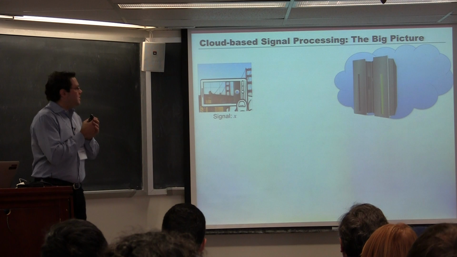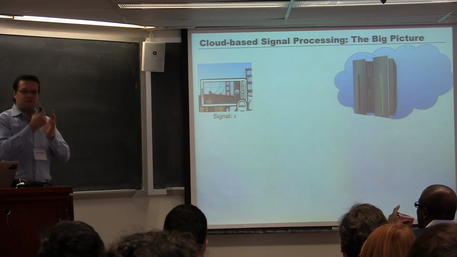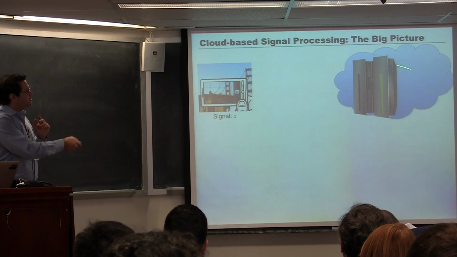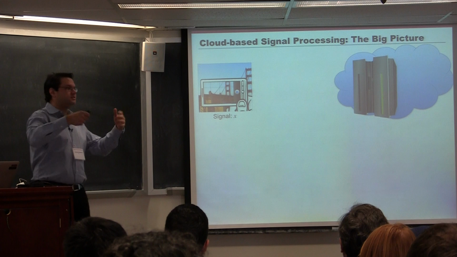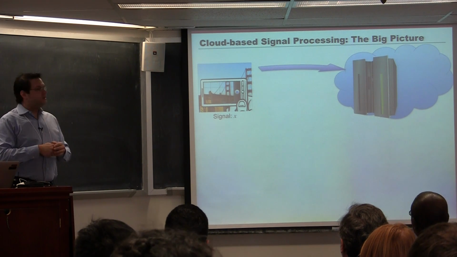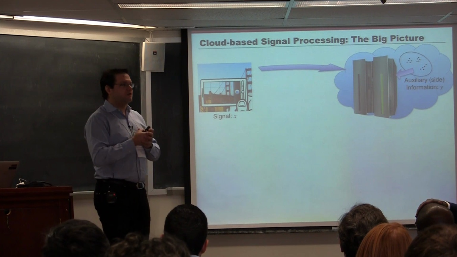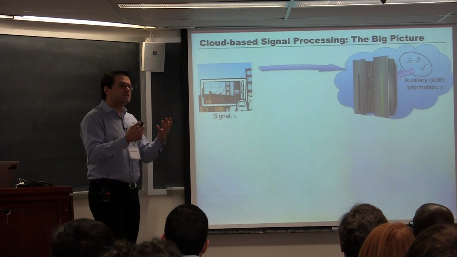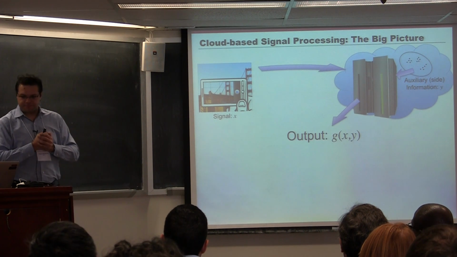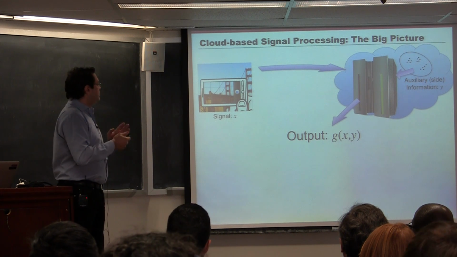So today I want to talk a bit about where things are going. A lot of the signal processing is moving to the cloud. The big picture is that generally you have a signal, and then you have a cloud, which has computers and data. You want to transmit the signal to the cloud and use all the auxiliary data and side information that the cloud has, and compute something about the signal. So you want to output a function, g of x and y. This is a very general problem formulation.